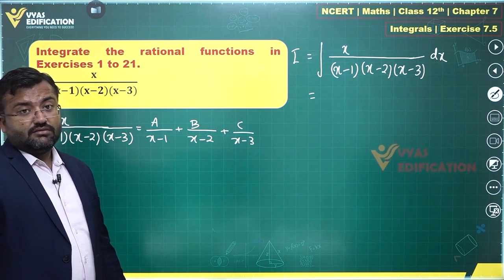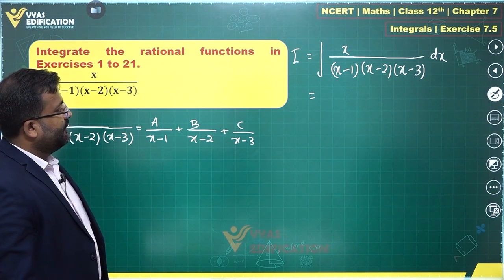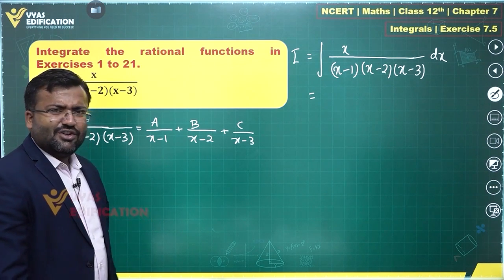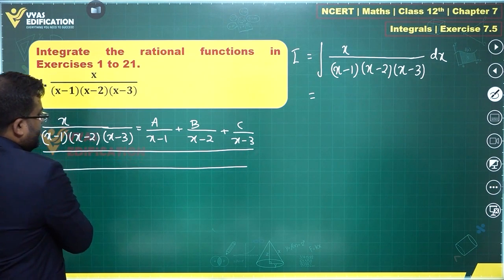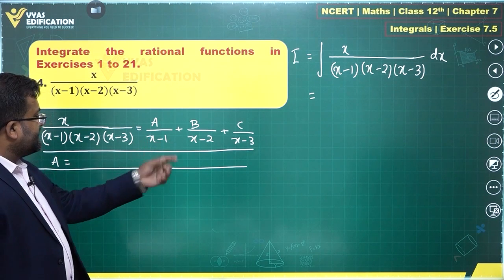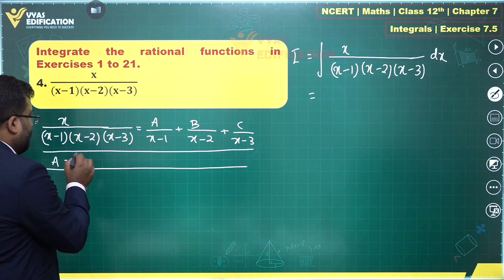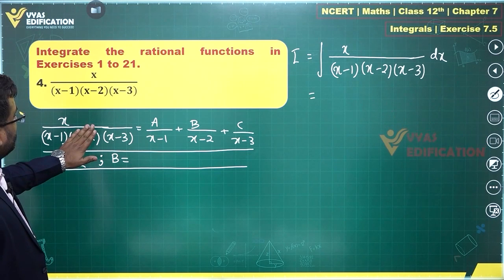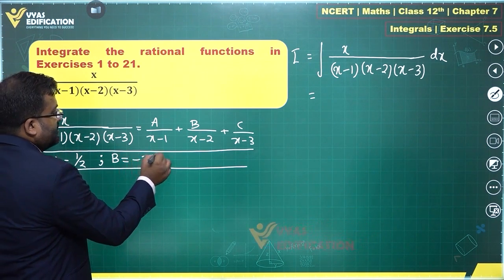Now for the board people, it is important how you represent your answer, what methods you apply. But for the competitive exam people, they're only interested in the solution, the final answer. So the final answer can be obtained easily. The values of A, B and C can be obtained easily. For A we substitute x equal to 1 by removing this factor. So 1 upon minus 1 minus 2 is 1 upon 2. That's the value of A. For B, we substitute x equal to 2: 2 upon 1 into minus 1, which is minus 2.